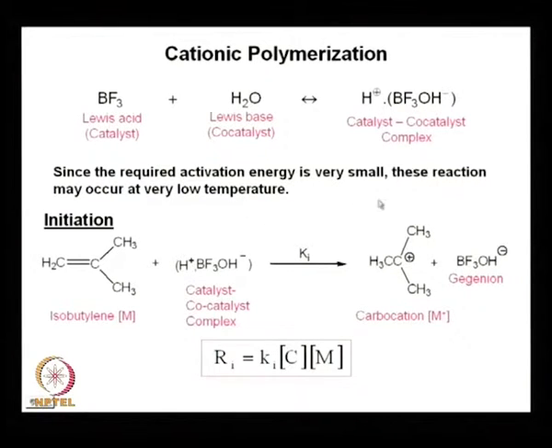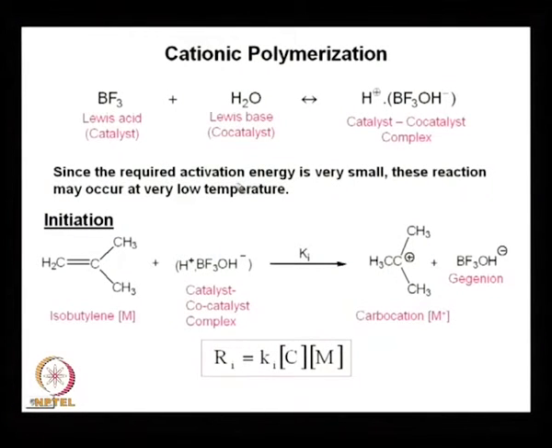Another important point for this kind of polymerization by cationic mechanism: the activation energy of the formation of the catalyst co-catalyst complex, as well as initiation and propagation, is very low. So, this polymerization can be carried out at very low temperature, whereas in free radical chain polymerization, the activation energy is high for initiation or free radical generation and propagation. So, there it needs high temperature. But here, since the activation energy is low, this can be carried out at very low temperature.